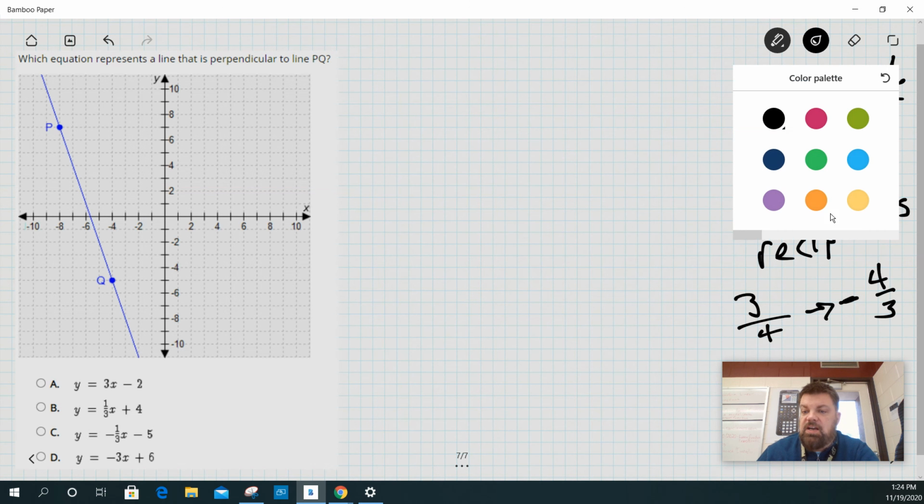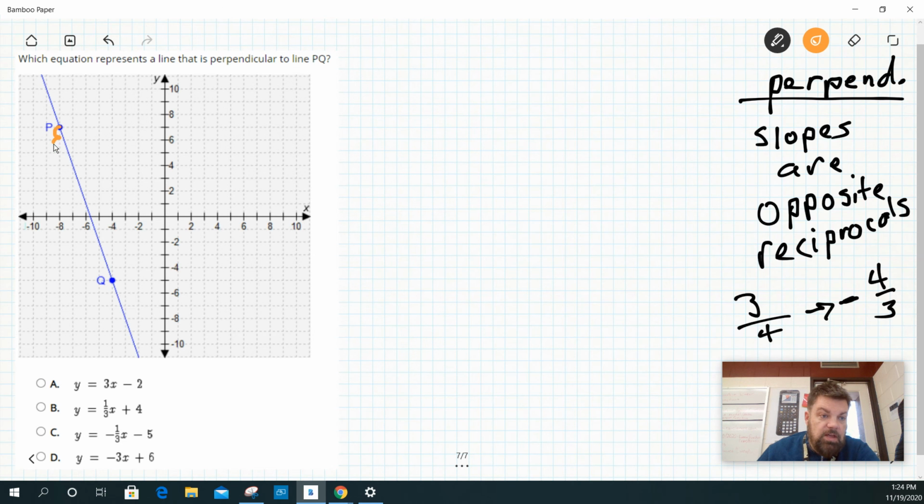So the first thing that I've got to do is figure out what is the slope of PQ. One way I could do that is I could just do my rise over run. So I'm going to go down 1, 2, 3, 4, 5, 6, 7, 8, 9, 10, 11, 12. Because I went down, that's negative 12.